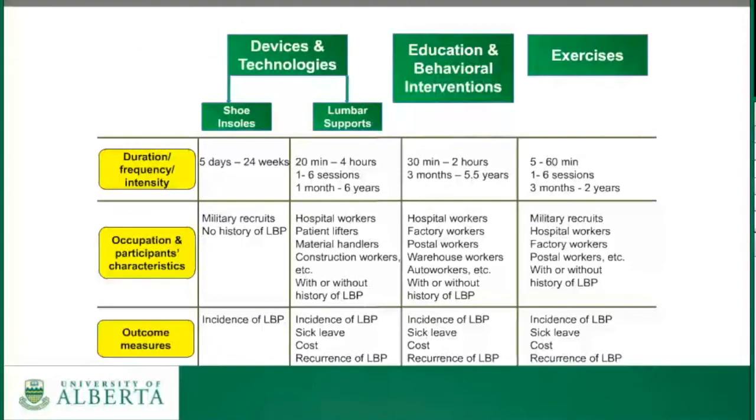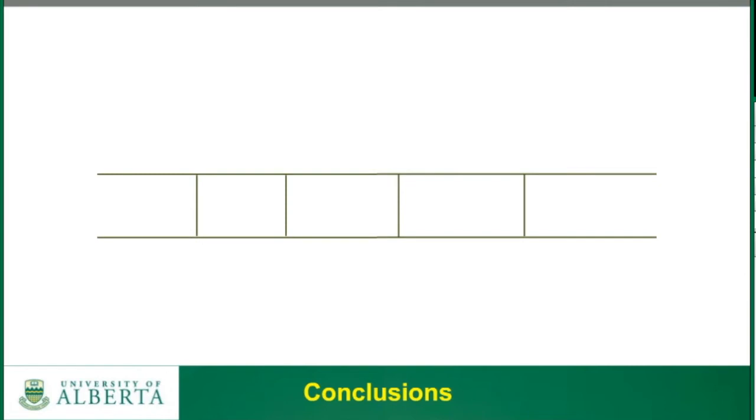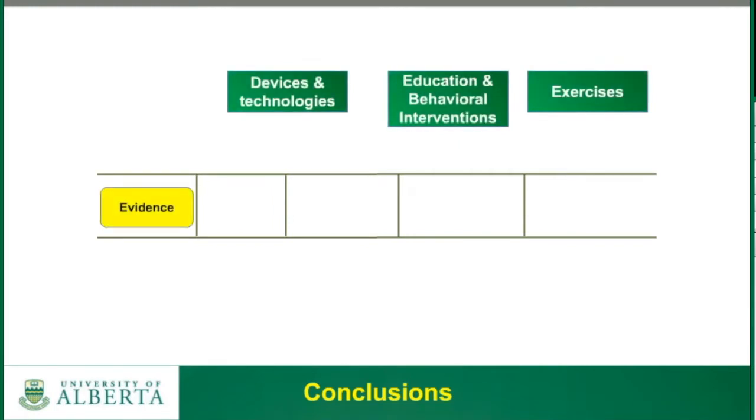On this slide, I would like to quickly summarize the major characteristics of the identified interventions that were reported in the systematic reviews. And as we can see, there was a great deal of variability between all the interventions that were identified based on duration, frequency, or intensity of the intervention, as well as the occupations and the participants' characteristics, and also the outcome measures that were assessed. And in the next slide, I will summarize the main findings of our overview. As I mentioned, we categorize the main interventions as devices and technologies, educational and behavioral interventions, and exercises.